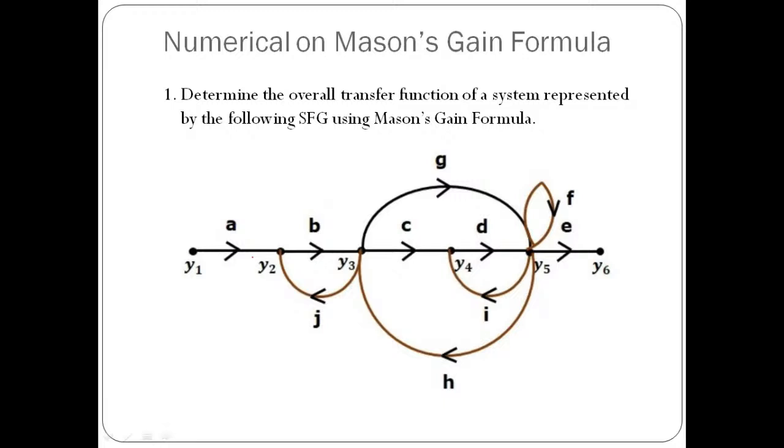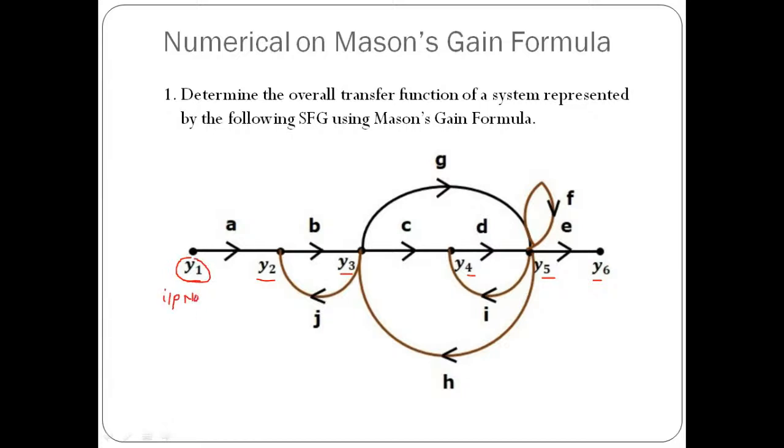So here, if you see the diagram very carefully, here we have a total of 6 nodes indicated by symbols y1, y2, y3, y4, y5, and the last one is y6. Now, this y1 we can treat as the input node.